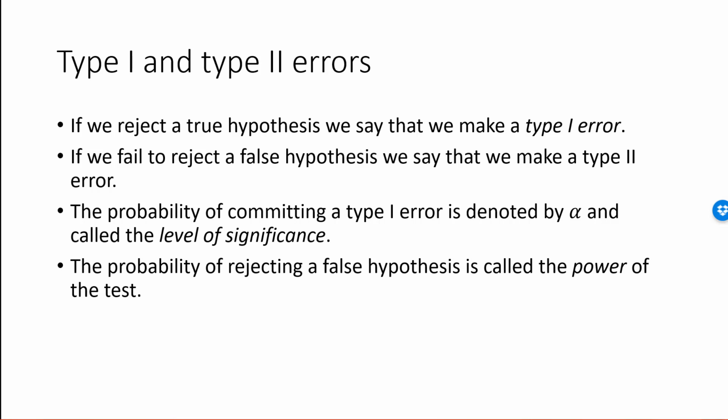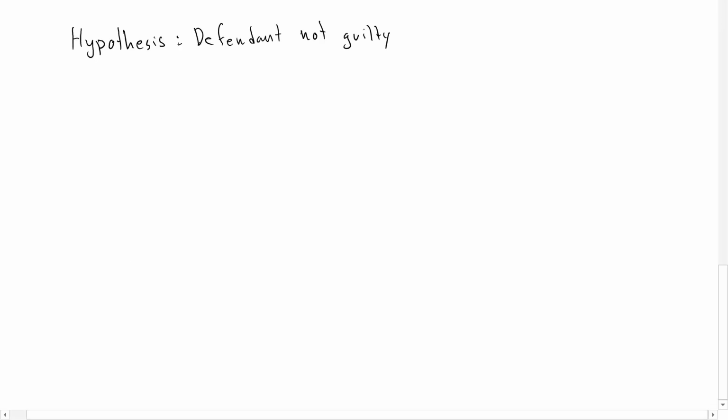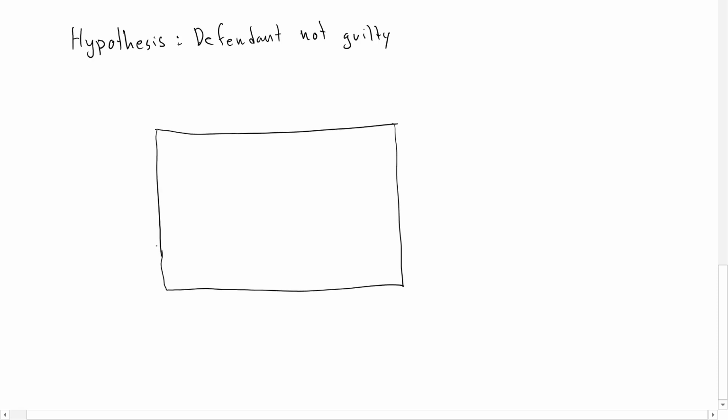So what we're looking for is a procedure which has a low level of significance. We rarely commit type 1 errors, but still it should have a high power. So we should be able to single out cases where the null is false. So the whole thing is then typically put into a 2x2 table where we can look at these things. So let's split this into 2x2.